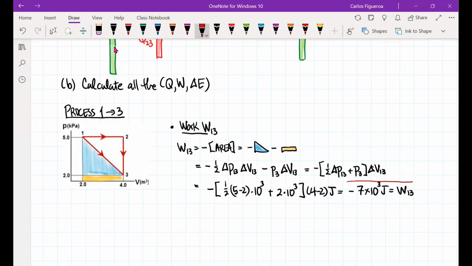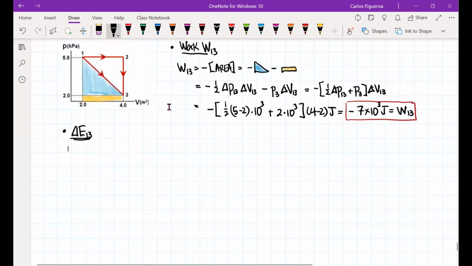So now I have the work. Now let's go calculate the internal energy. What I'm going to do here is look at the change in internal energy between 1 and 3. So here's what we know. The internal energy is given by what? The change in internal energy between 1 and 3 is given by the mole number, the heat capacity at constant volume, times the change in temperature between 1 and 3.